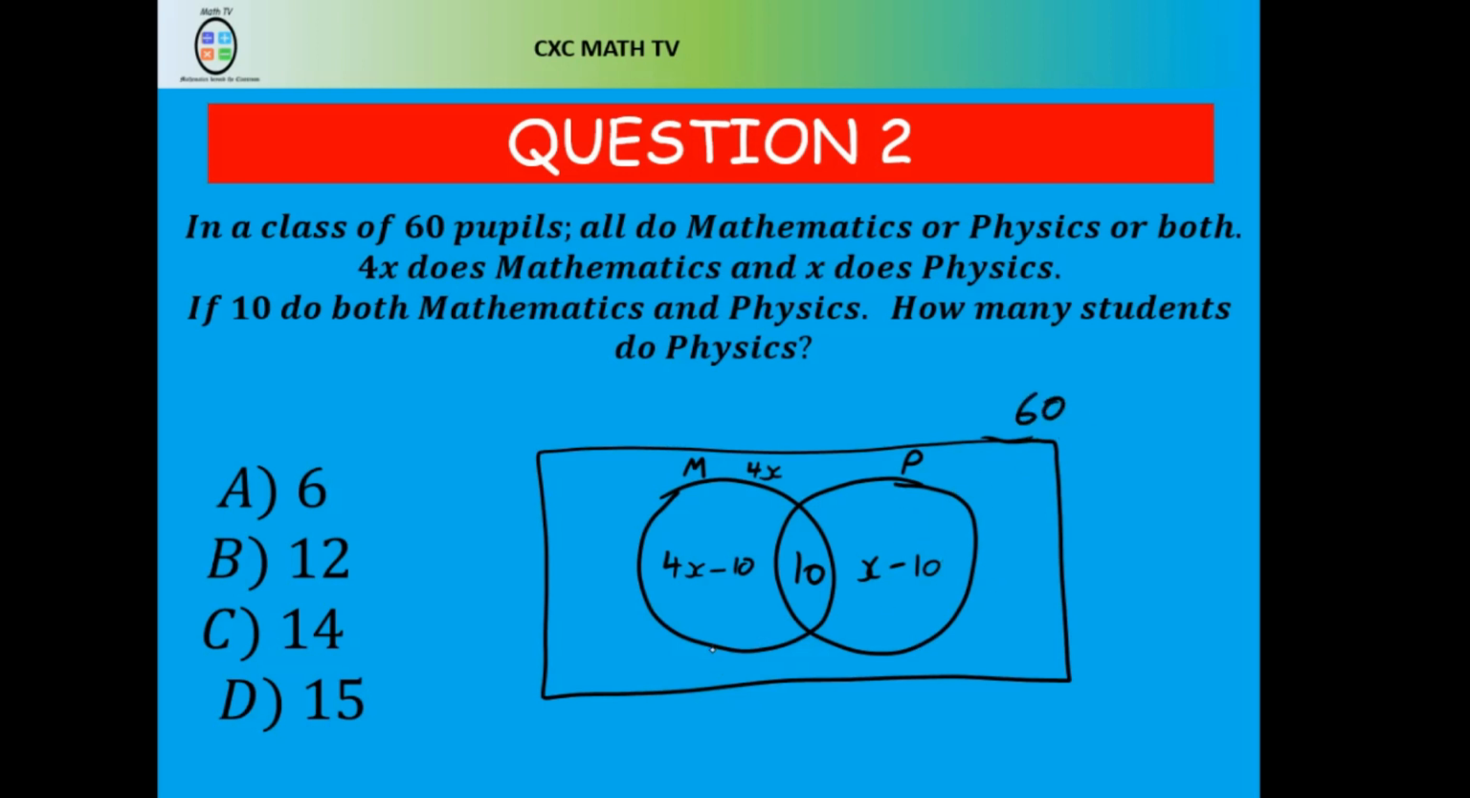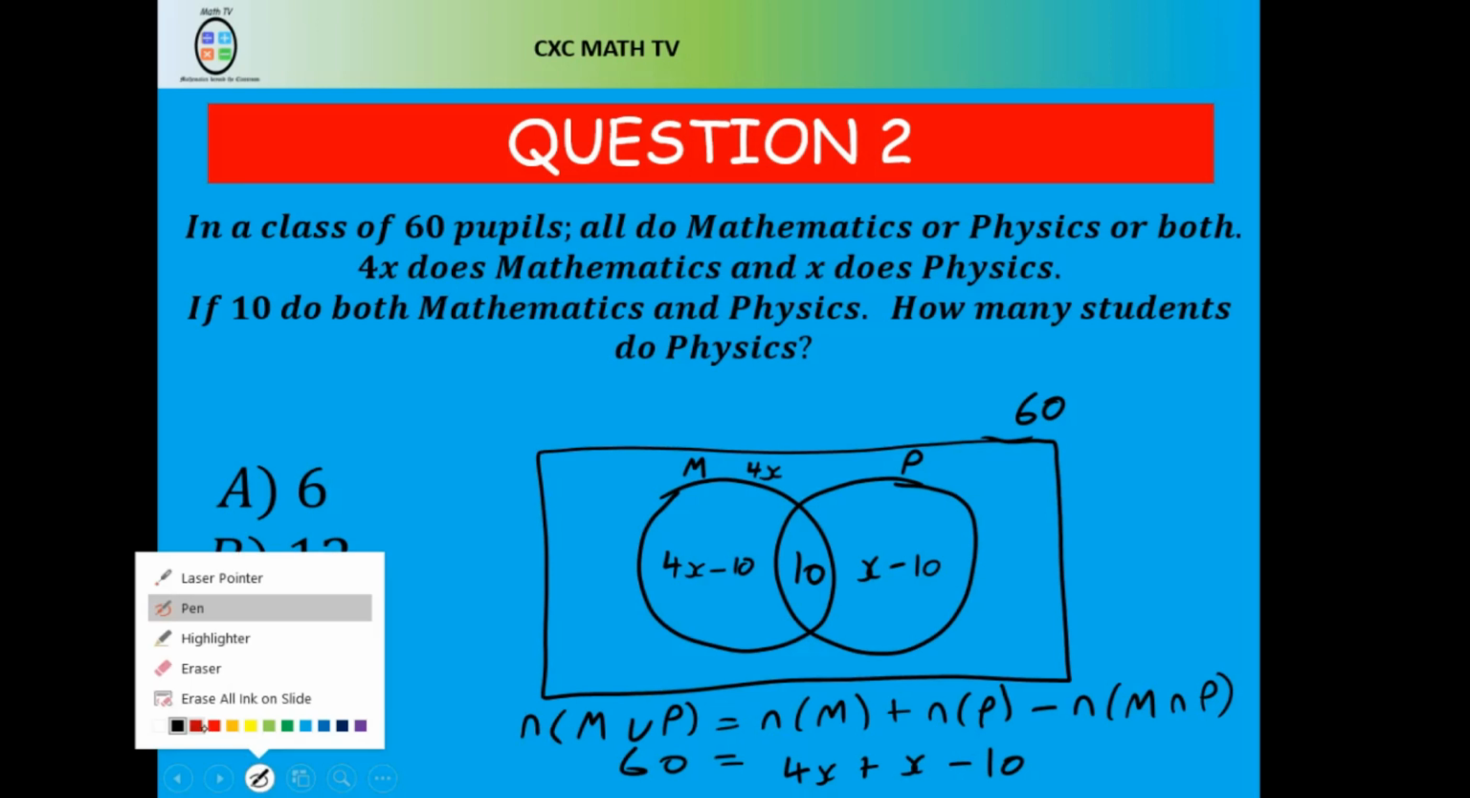So what do we know then? Remember, there's two formulas we said that you must know. What are the two formulas? The number of elements for the union: M union P is equal to the number of elements of M plus the number of elements of P minus the intersection. You must know that formula. So this was 60 and it's equal to math is 4x, physics is x, minus the intersection, which is 10.